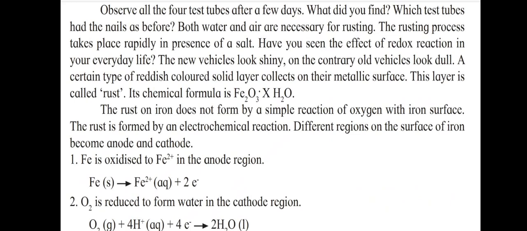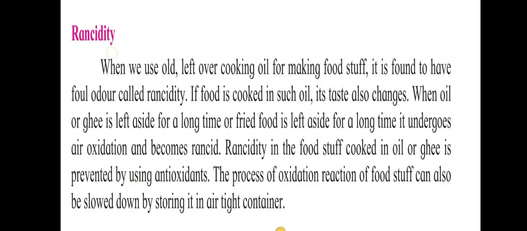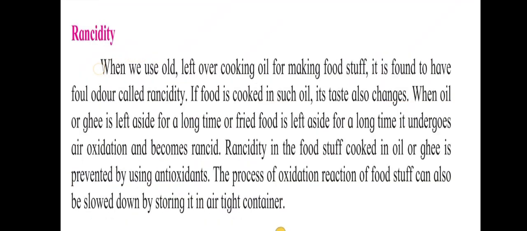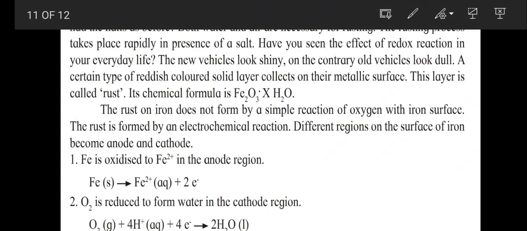Look here, if you observe, which test tube had the rust... They are saying that rusting is a process that takes place rapidly. A new vehicle looks shiny and an old vehicle looks corroded. That means we can say it is a reddish colored part, what color is it? Reddish color. So that reddish colored part is called rust, and that rust is nothing but the rusting of iron.